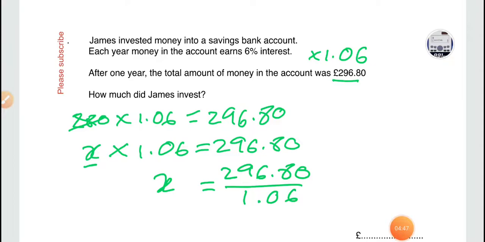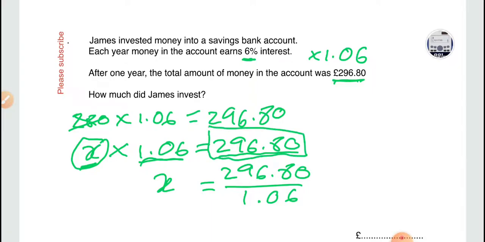I'll repeat it one more time. The original amount we didn't know, so we call that X. We knew from the question that it increased by 6%, so we times it by 1.06. And we know that the answer should be £296.80, which is here. So obviously if we want this X by itself, we'll have to do this divide by this, which we've got here, 296.80 divided by 1.06, and that gives us the answer that X is equal to £280.